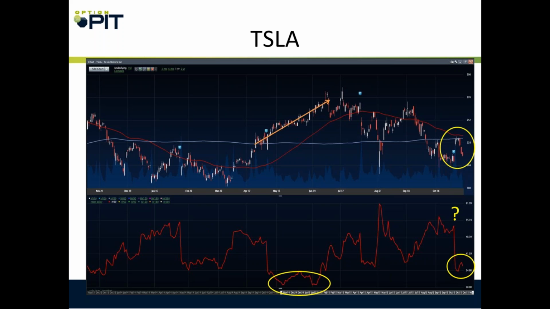All right. Now, take a look. They got earnings. Stock pops and drops, and vol's getting really low. What do you think here?